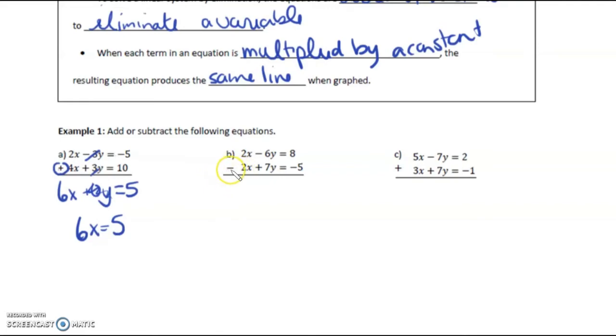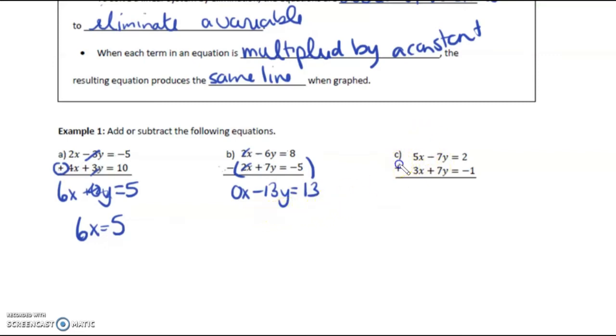Okay, when we subtract equations, we need to subtract every single term, not just the first one. From the minus sign being in front of this equation, it looks like it just applies to the 2x, but it actually applies to each and every term. So 2x minus 2x, those would just cancel to 0x. Negative 6y minus positive 7y, I get negative 13y. And 8 minus negative 5, I get 13.